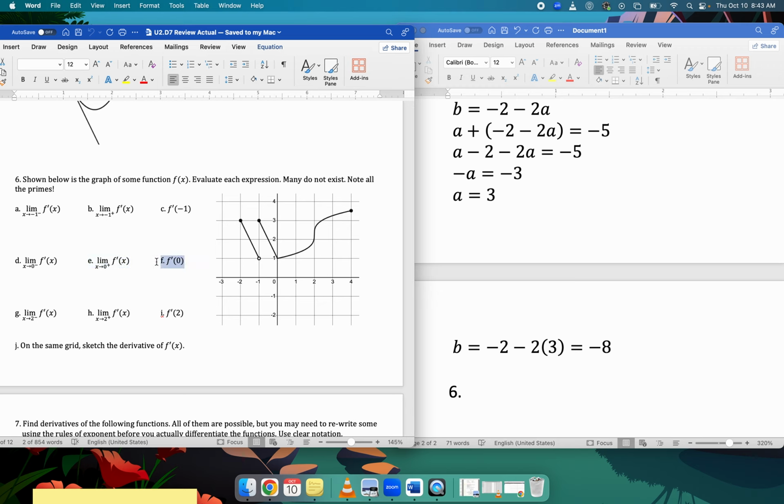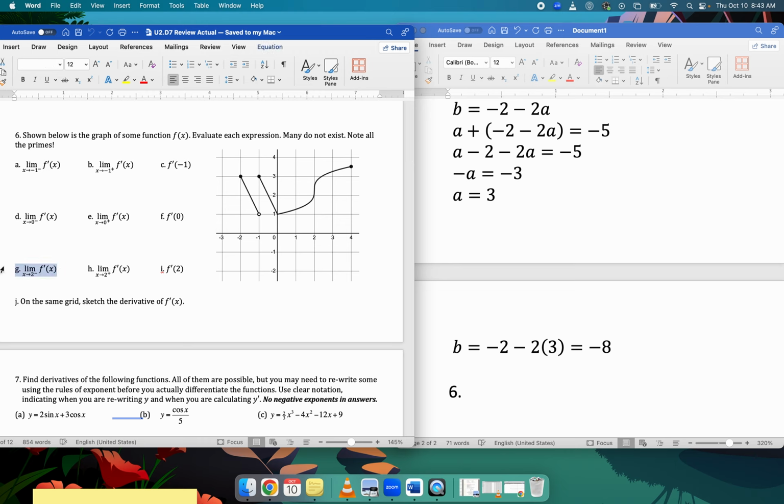F prime of 0, well, right away I can say f prime of 0 does not exist because there is a corner at that location. I haven't drawn the derivative graph, but if I did, I would know that there is a jump discontinuity at this location because the derivative, if you look at it approaching from the left, it's -2, but if you look at it approaching from the right, it's positive 1/3. So the left and right hand limits are two different values for the derivative, which means the derivative graph would have a jump discontinuity at that location.